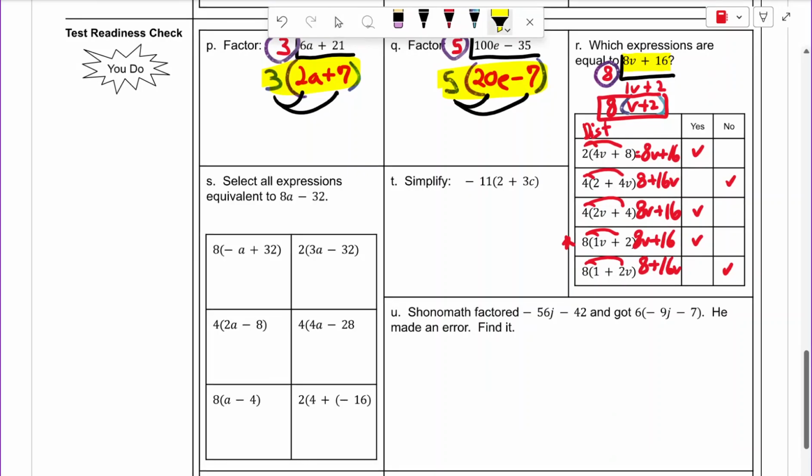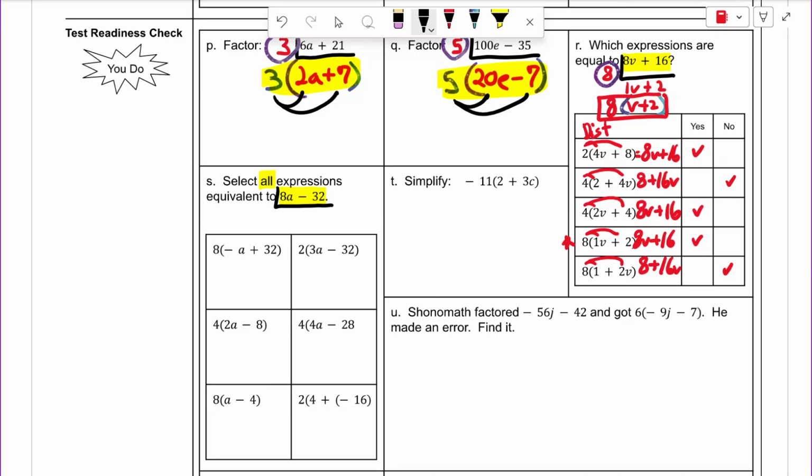All right, it is time for S. Here's how S works. Select all, okay? On a test, that all would probably be bolded, maybe even underlined, so you guys see it. Select all expressions equivalent to 8a minus 32. All right, so you can see a bunch here, and you want to know which ones are equivalent. So there's different methods to do this. You could do the cake and find out what that is.